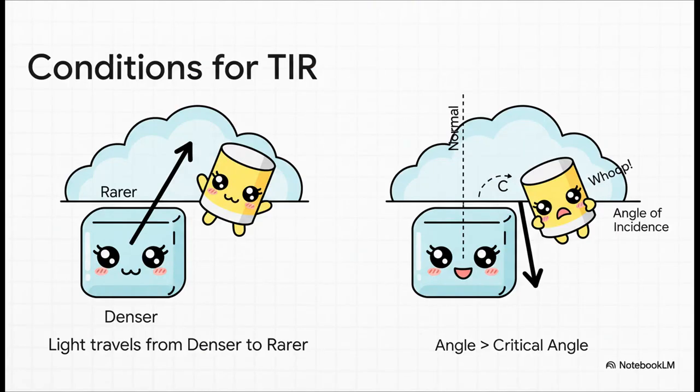So to recap, there are really just two simple rules you need for this magic to happen. That's it. First, the light has to be trying to go from a denser material into a rarer one. And second, it has to hit that boundary at an angle that's greater than that material's special critical angle. You get those two things and you get total internal reflection. That's the whole secret.